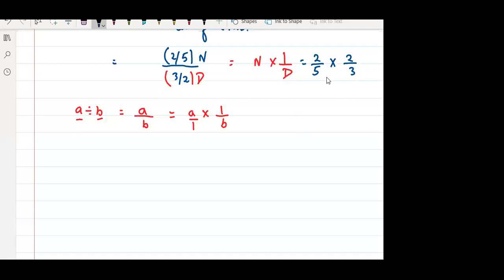Yes or no? So D is equal to 3 by 2. Then 1 by D, which is the reciprocal, ulta, is 2 by 3. Anyone have any doubt in this? I know that even though it is easy, students tend to make mistakes. Now tell me, what is the answer?